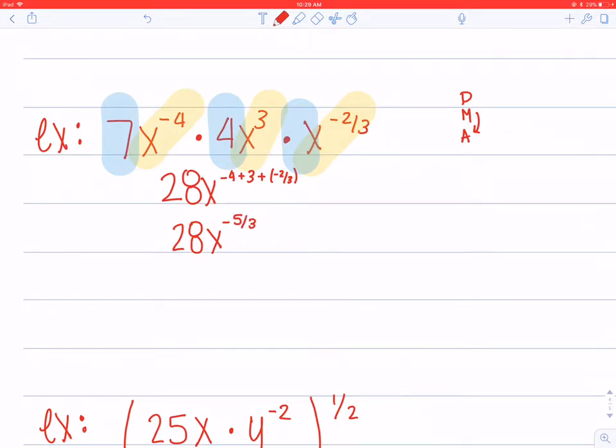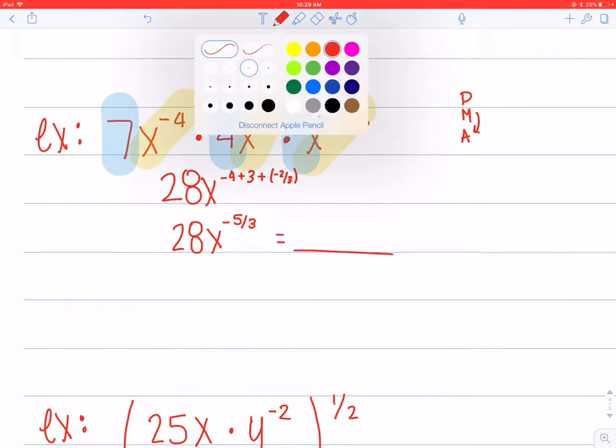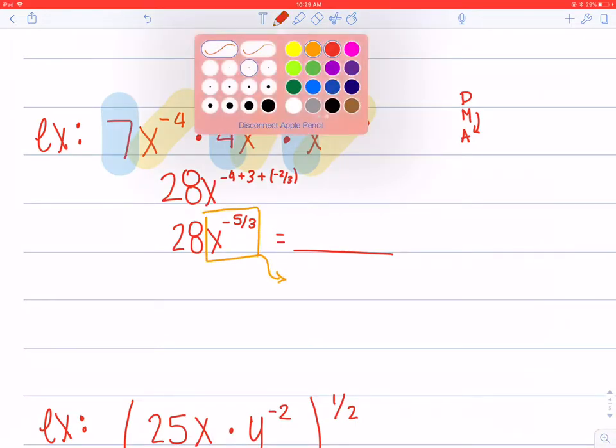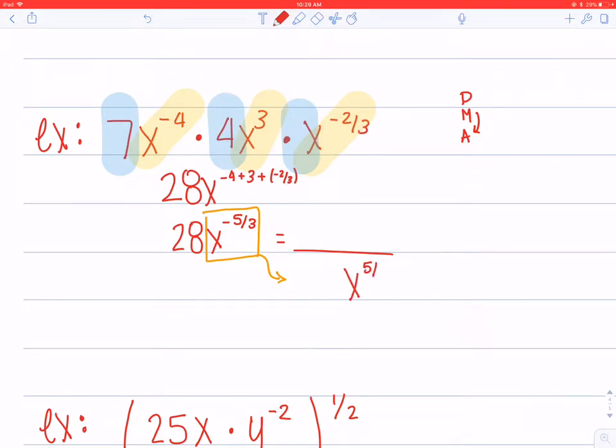Now in Hawks, it is going to say to write it only using positive exponents. So right now, I have negative 5 over 3. I want to convert that. Well, I have a property that says that you can cross the line, change the sign, meaning I'm going to take that x down to the bottom, change the sign, positive 5 over 3, and the 28 stays on top. The reason the 28 doesn't go to the bottom is because it doesn't have a negative exponent. So anything that doesn't have a negative exponent stays where it is. Only the base and the exponent move down or move up for the positive, negative stuff.